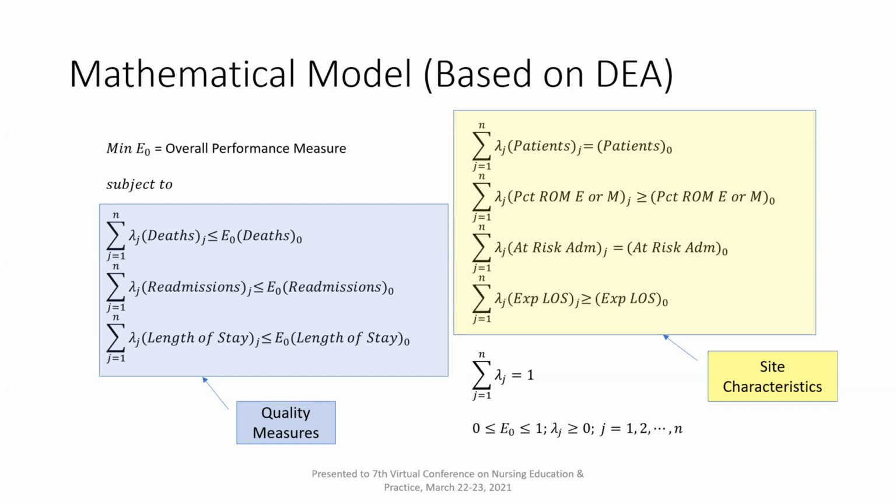On the right side, the hospital that is on the frontier will have the same number of patients, the same number of patients at risk for readmissions, and they will have either more or equal risk of mortality being extreme or major, and they will have more or equal average or expected length of stay.